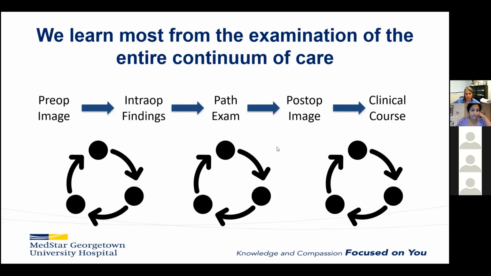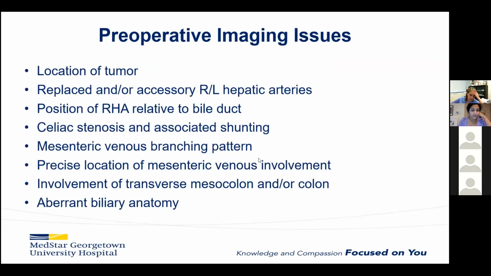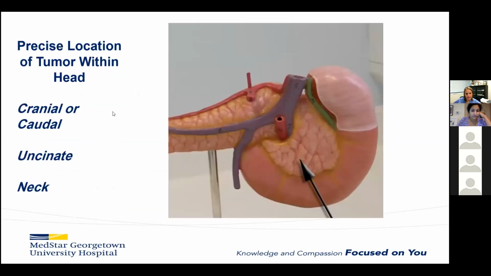So, okay. For preoperative imaging, the things I wanted to touch on that I think many of you will hear surgeons ask repetitively, because they're very relevant to the operative technique, are on this list. And I'm going to go through these one by one. But I think probably first is really not just that the tumor is in the head, but exactly where it is in the head. This idea of the neck versus the uncinate, and the cranial part of the pancreas head versus the caudal part, I think is really important.